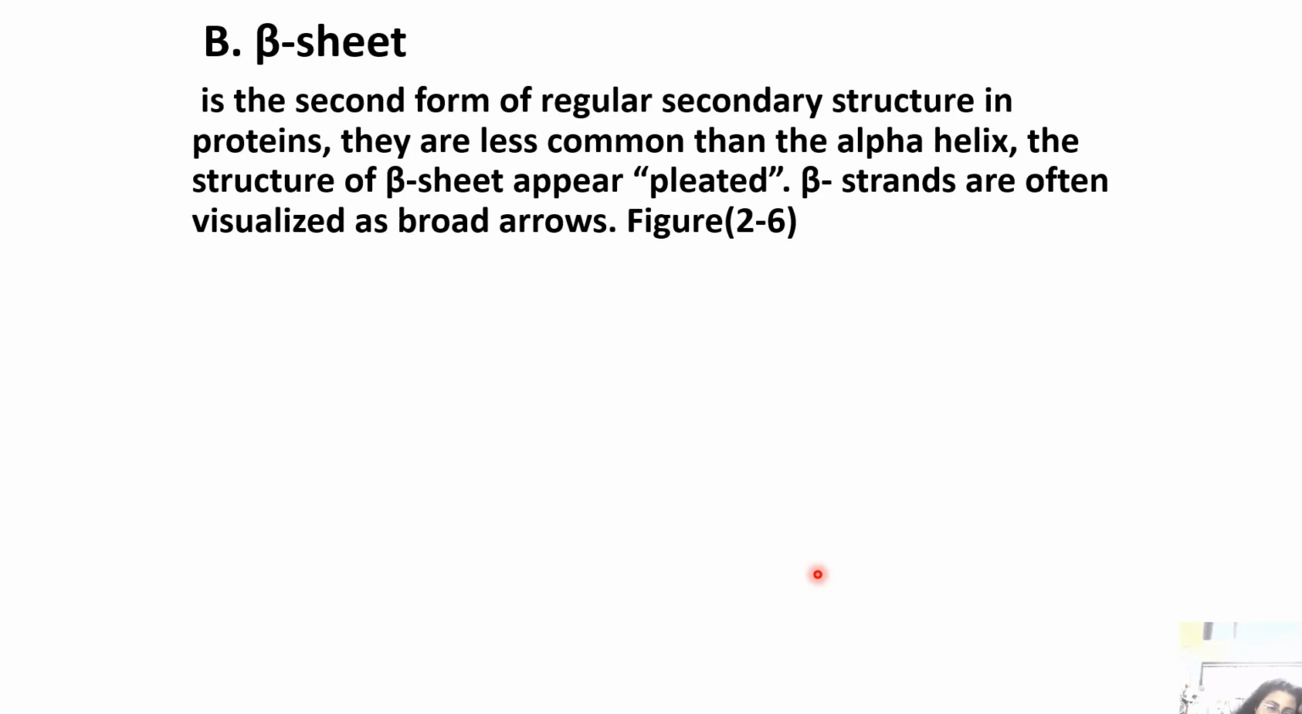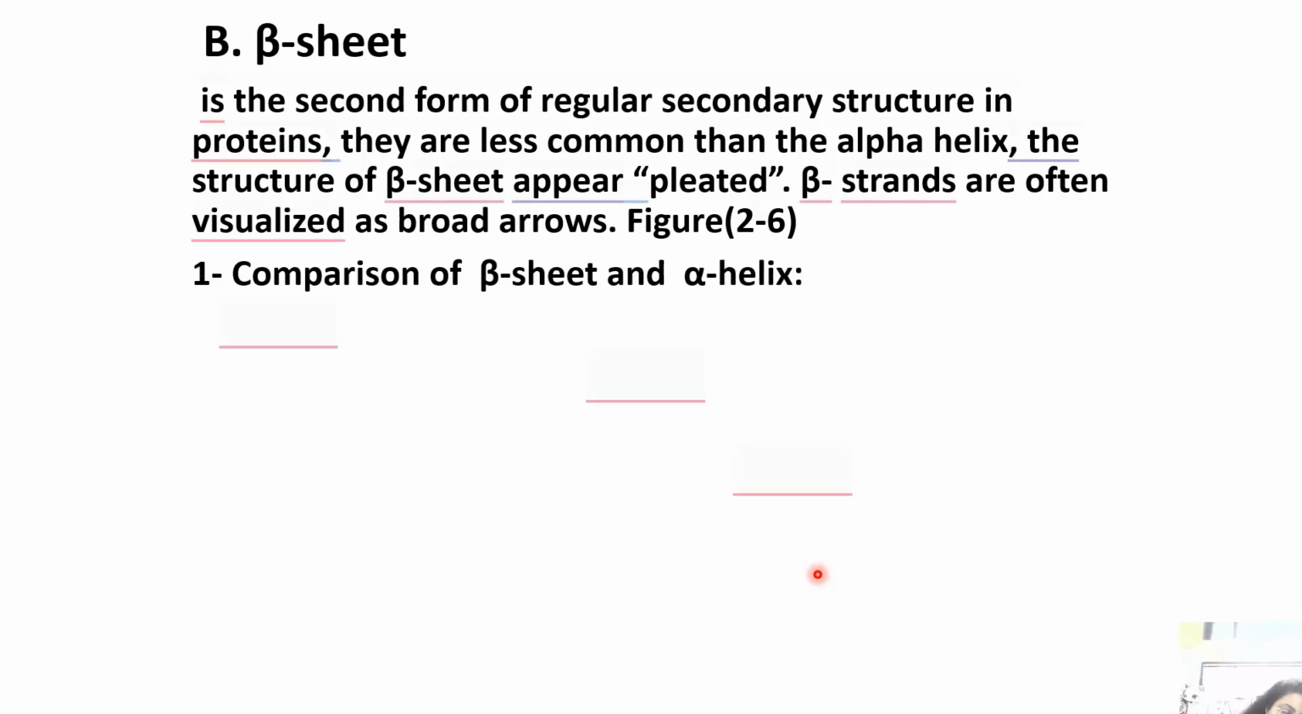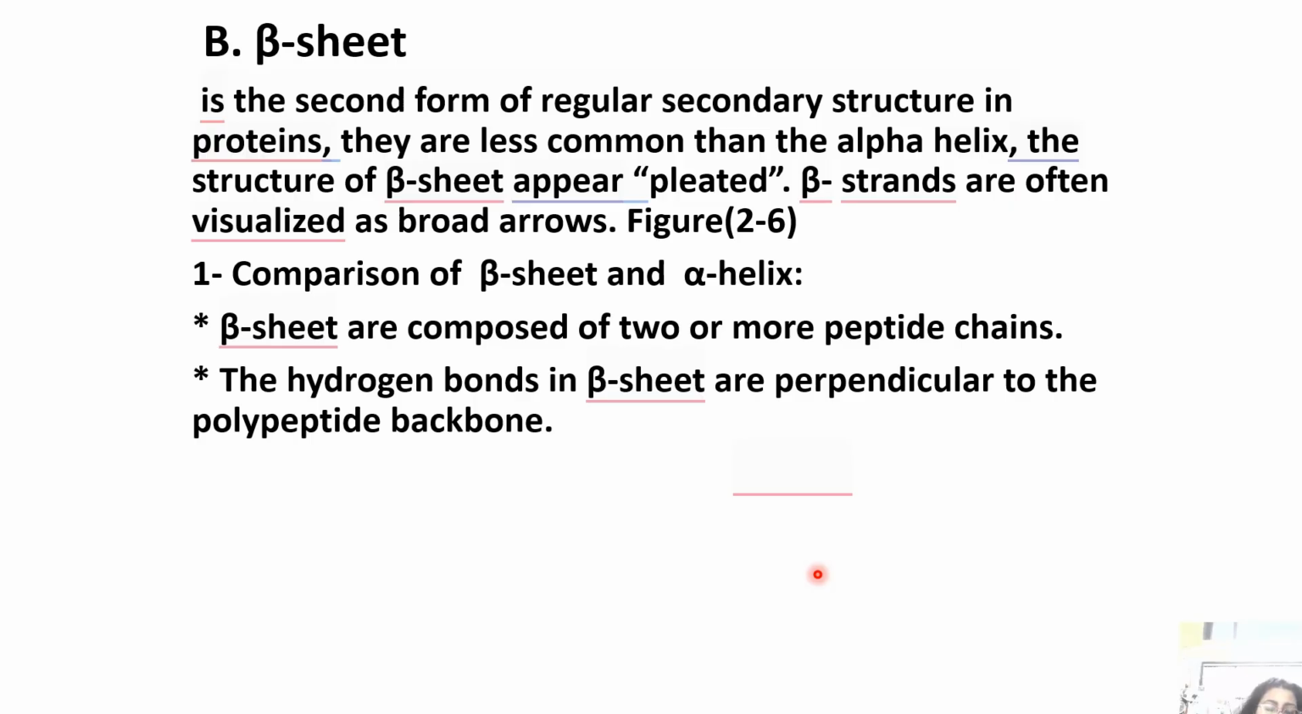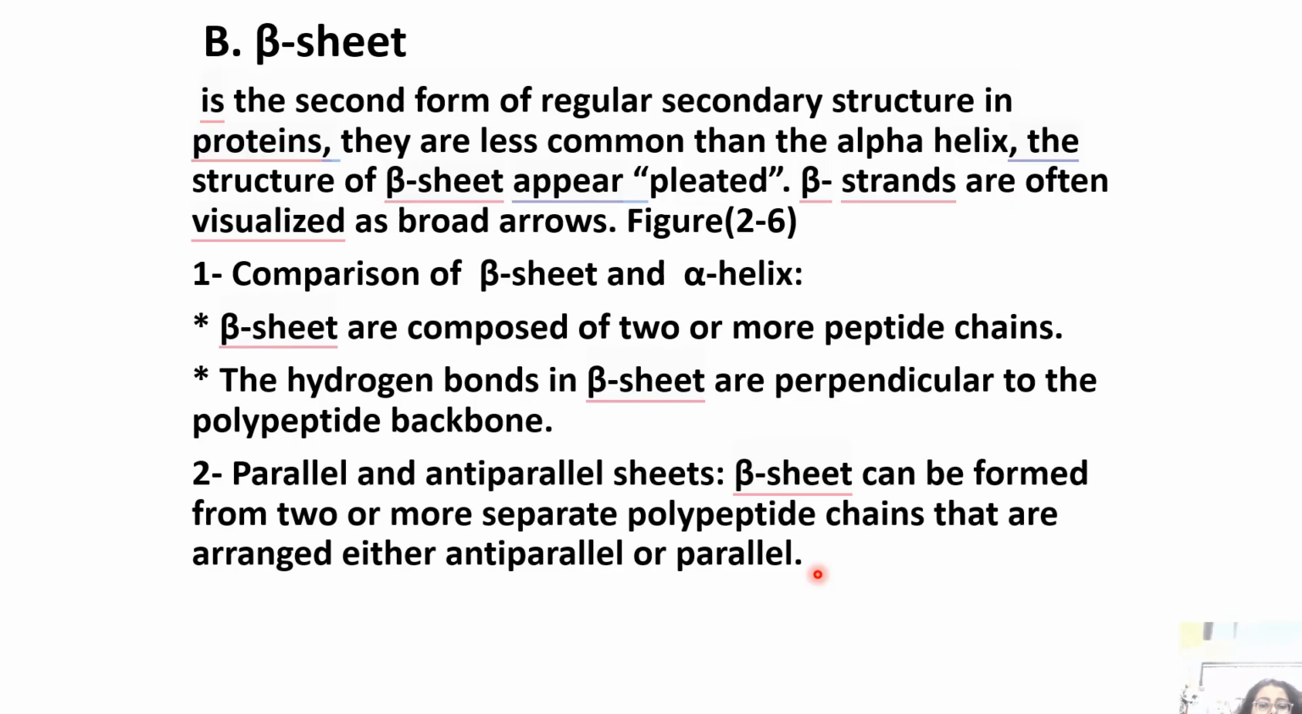Now, the beta sheet is the second form of regular secondary structure in proteins. They are less common than the alpha helix. The structure of the beta sheet appears pleated. Beta sheets are often visualized as broad arrows. Now, in a comparison of the beta sheet and the alpha helix, beta sheets are composed of two or more peptide chains. Hydrogen bonds in a beta sheet are perpendicular to the polypeptide backbone.